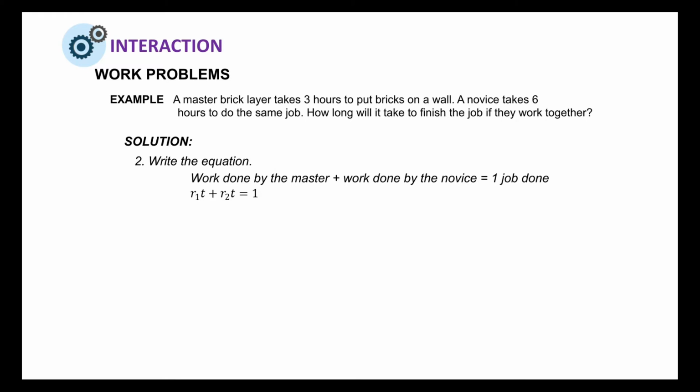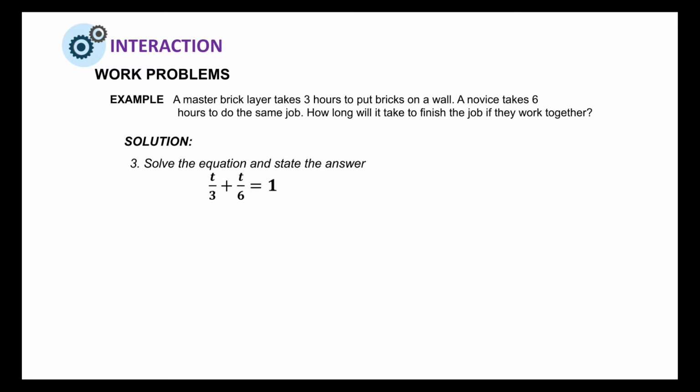Step 2. Write the equation. The work done by the master plus the work done by the novice equals 1 job. Take note that work is equal to rate times time. So the equation is 1/3 of t plus 1/6 of t is equal to 1.